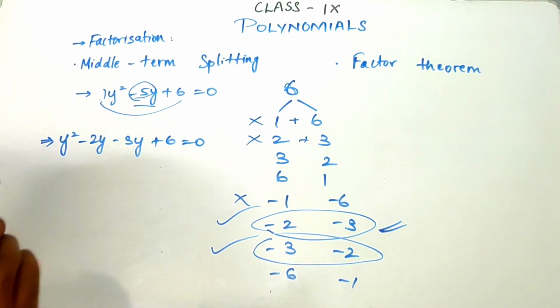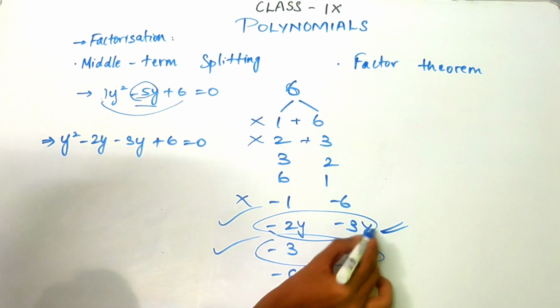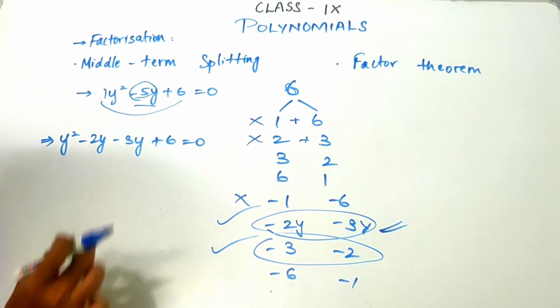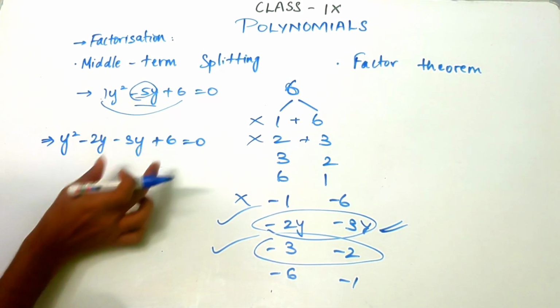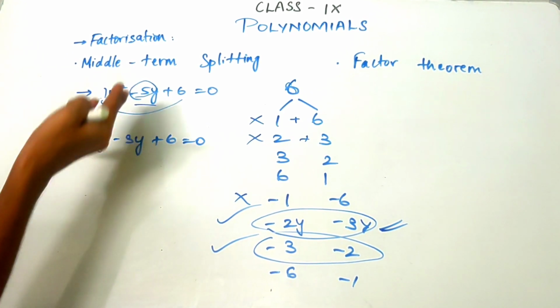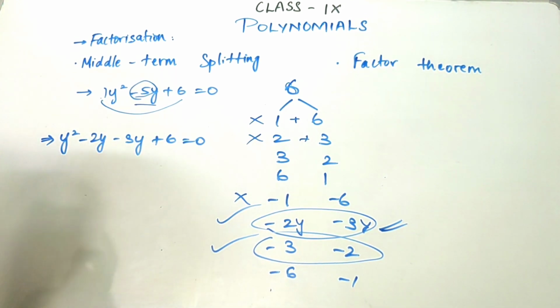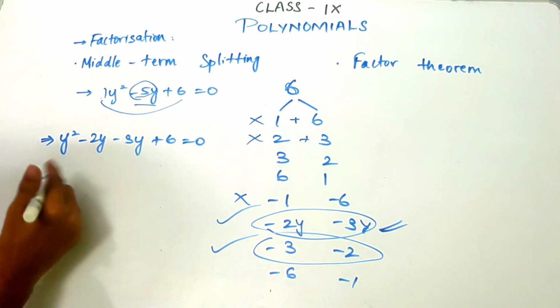What am I doing over here? Just add a y or an x according to this equation and simply add it instead of minus 5y. So instead of minus 5y, you are just putting minus 2y minus 3y. Basically, when you add minus 2y and minus 3y, you get minus 5y back. So you are just splitting the middle term according to your convenience. Now what convenience do you face over here? Well, you are going to take common over here.